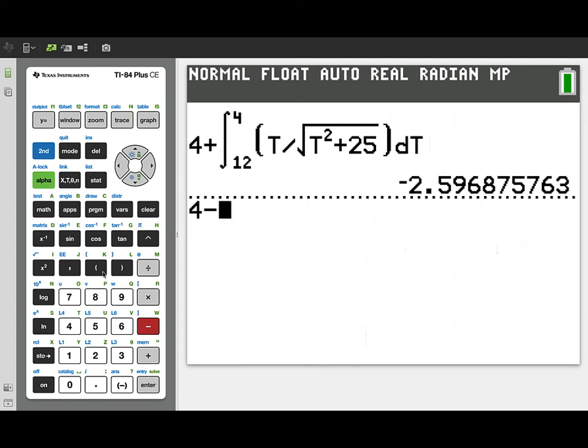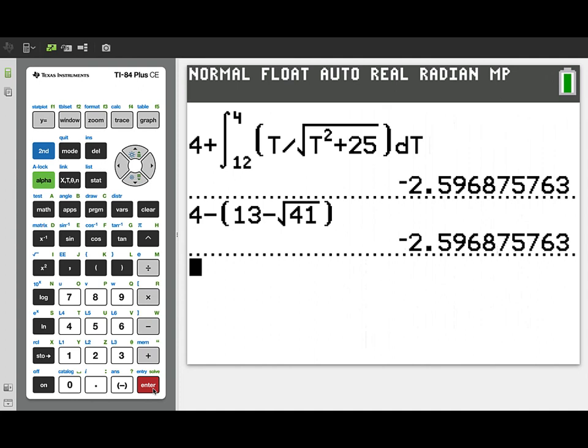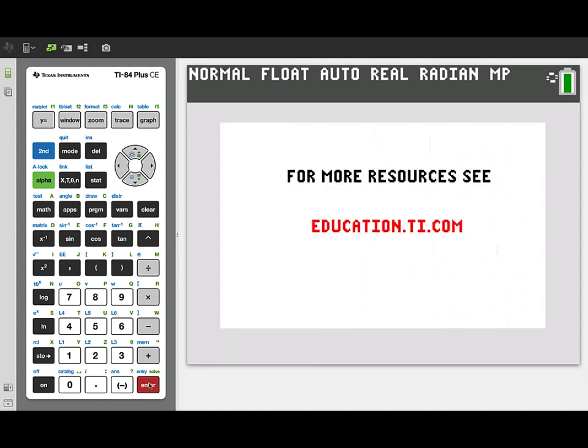At time t equal 12 we have 4. Because the lower limit of integration is larger than the upper, I'm going to reverse and subtract. And our antiderivative is just the square root of t squared plus 25. So I evaluate that at t equal 12. That gives me 13. Minus evaluated at 4, which is square root of 41. And when all the calculations are done, we see we get exactly the same result.